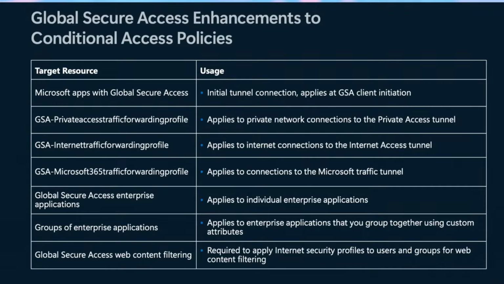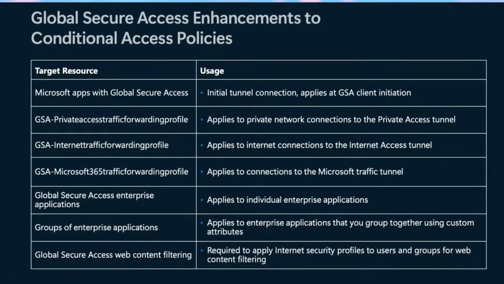I want to highlight here all of the new target resources for Global Secure Access, which have been added to enhance conditional access policies. Global Secure Access includes Microsoft Entra Private Access and Microsoft Entra Internet Access, each securing different aspects of your environment and exposing new conditional access scenarios. These scenarios start with global control over all access to your Global Secure Access services, moving to control over specific traffic forwarding profiles, and finally granular control over data accessible through each traffic forwarding profile.